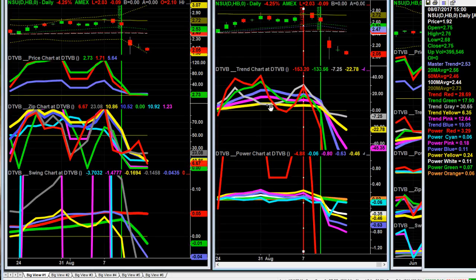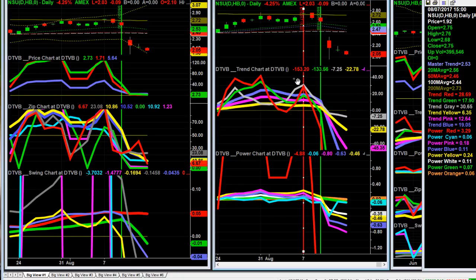So the 5-day movement of gray to gray is up. The 5-day movement of trend red is down, and green is down. So there's divergence between gray and red as well there. And we have divergence from the perspective that we have line divergence.